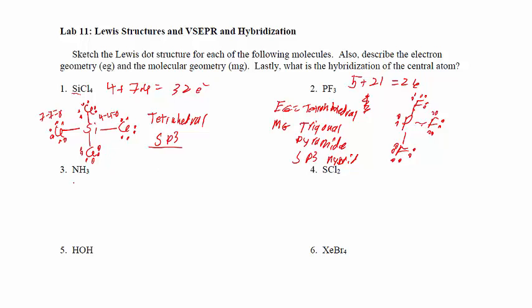Okay, NH3 is going to be the same as PF3. I'm not going to deal with that. SCl2 is basically going to be the same geometry as water. Let's take a look at something different, like xenon tetrabromide. So here I have 8 and 28.